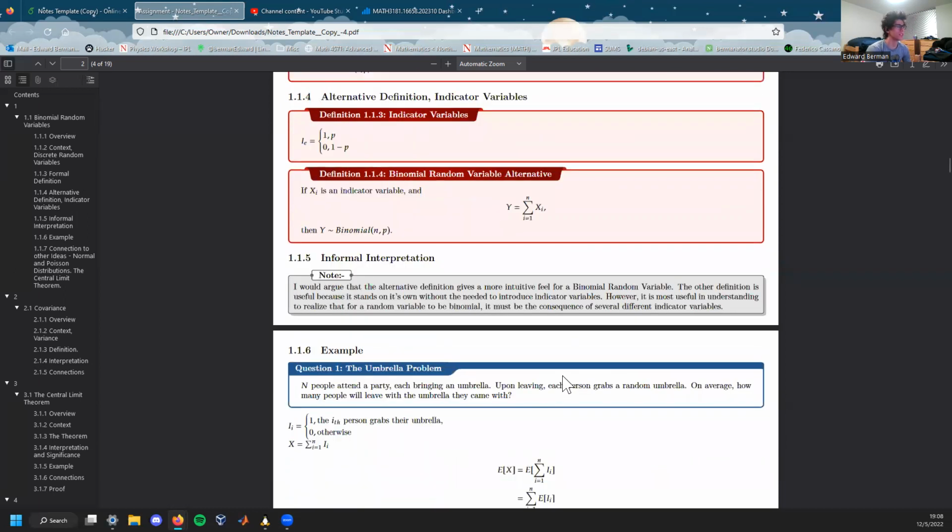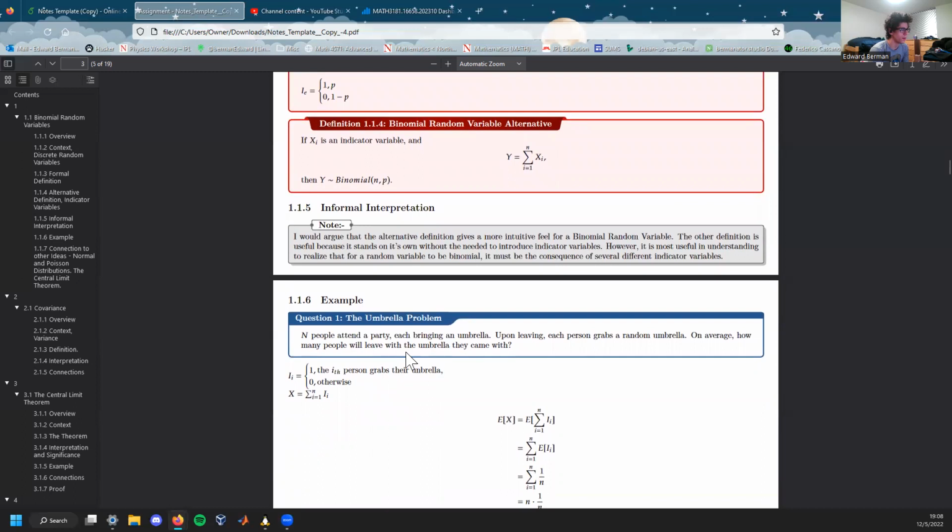As an example, this example will underscore both why binomial random variables are useful and why it is useful to think about them as a sum of indicator variables. This is the umbrella problem. People tend to party. They all grab their umbrella. On average, how many people will leave with the umbrella they came with?